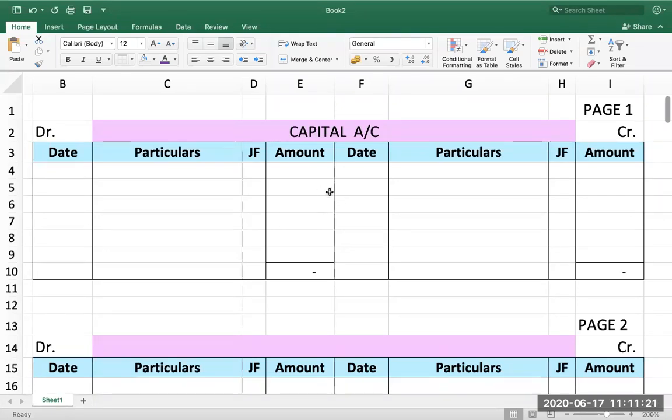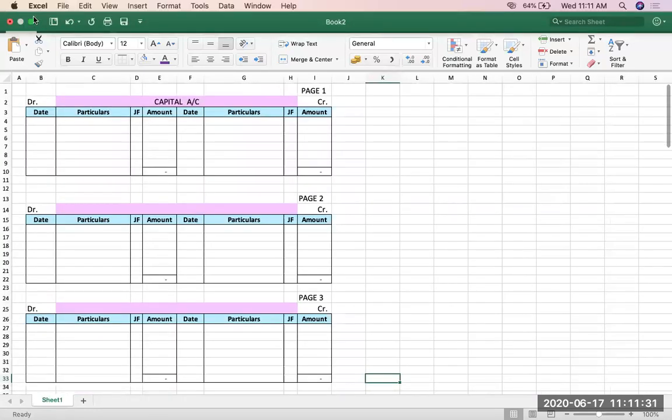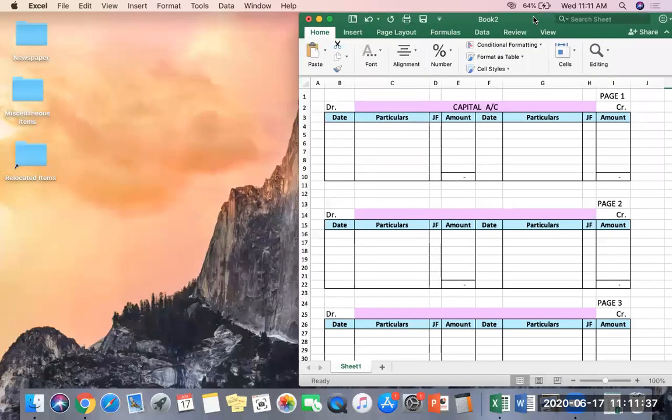Is there any doubt in the format? There should not be any doubt in the format. I'll just put it on this side.